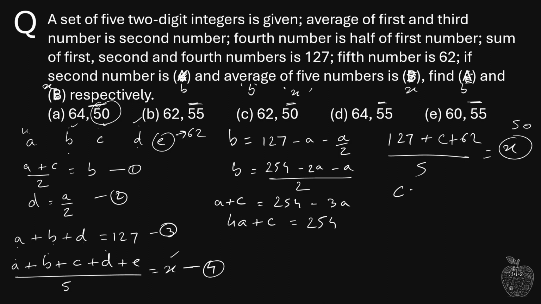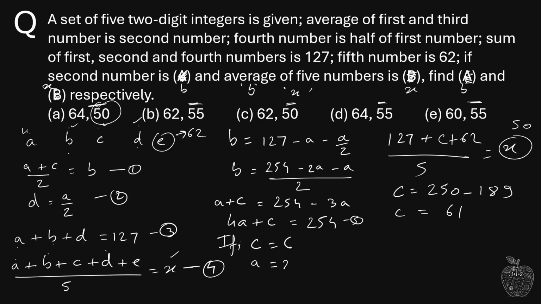So we get C is equal to 5 into 50, which gives 250, minus 127 minus 62. So it will be minus 189. So 250 minus 189 will give me 61. So we have got the value of C, which is 61. Now let's say this is equation 5. In this equation, if C is 61, what do we get for A?